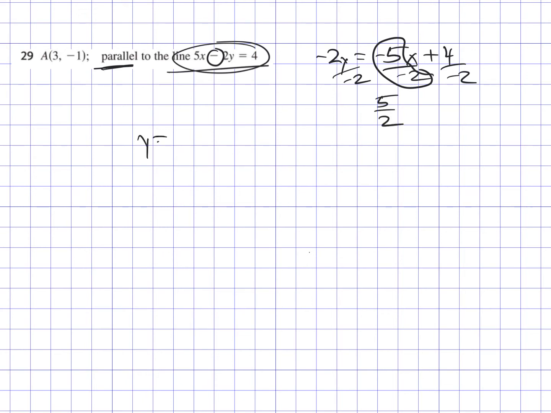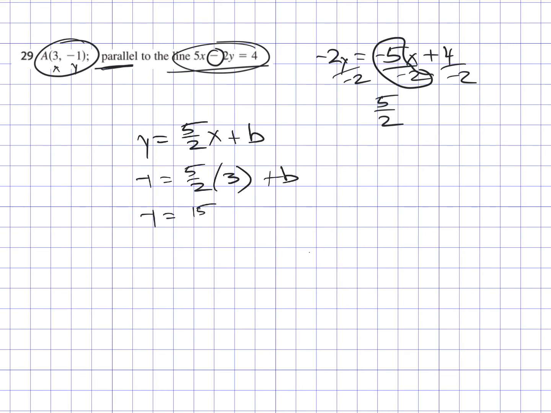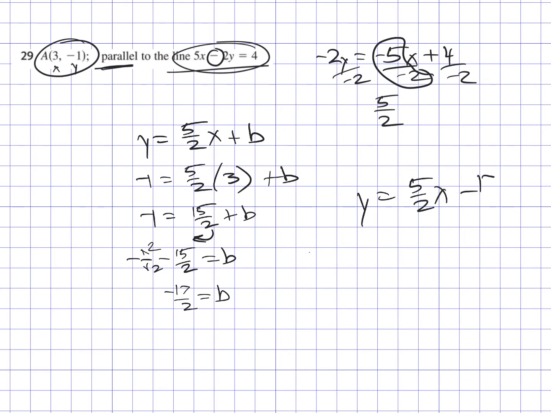Alright, so now we have y equals 5/2 x plus b, and we have our x and our y. -1 equals 5/2 times x plus b. -1 equals 15/2. Move it across, so -1 over 1 minus 15 over 2 equals b. Get a common denominator. So that's -17/2 equals b. So y equals 5/2 x minus 17 halves.